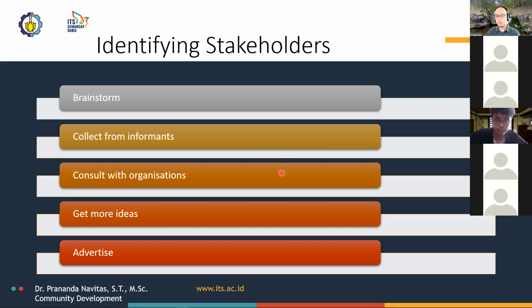Another way is to consult with organizations that either are or have been involved in similar efforts, or that work with the population or in the area of concern. You can also get more ideas from your stakeholders as you identify them. So you've identified a certain group of stakeholders, and then they may suggest, oh, those guys might also be interested. Why don't you go and talk to them? And you talk to them, and then they will point you to a different group and say, yeah, we're interested. Those guys might also be affected, and so on.